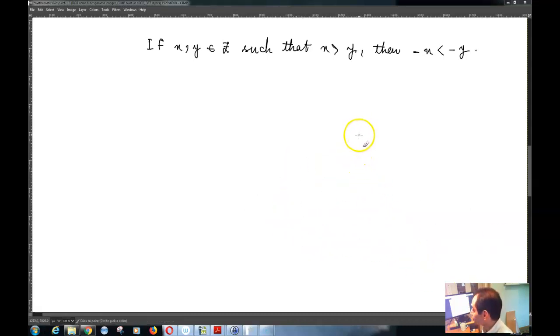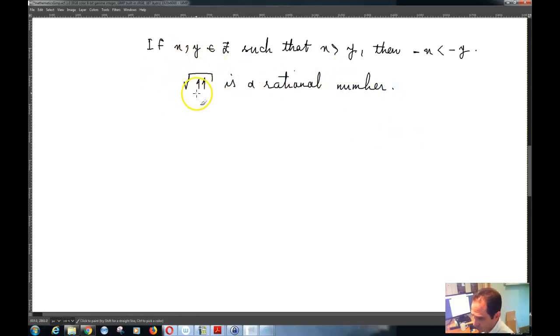And basically statement T is: the square root of 11 is a rational number, which is false. We can prove that it is false. We have proved that for square root of 7, and we can prove it in the same way for square root of 11. And the reason is that it's a prime number. So 11 is a prime number, and we know that the square root of any prime number is an irrational number. Therefore, the square root of 11 is an irrational number, thus the given statement is false.